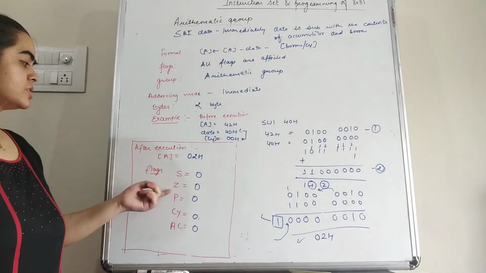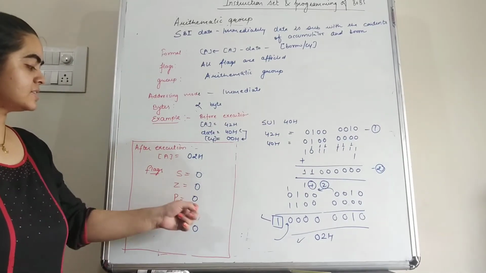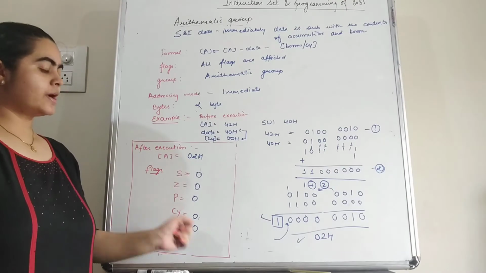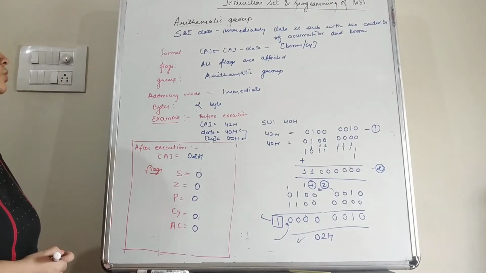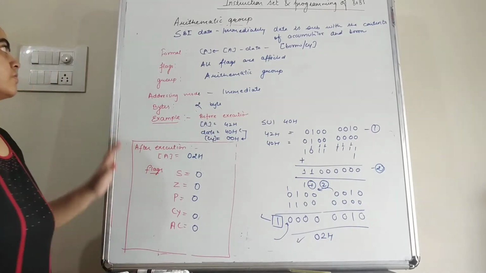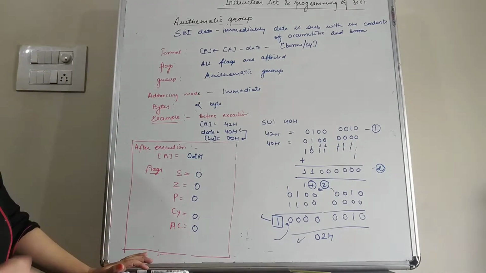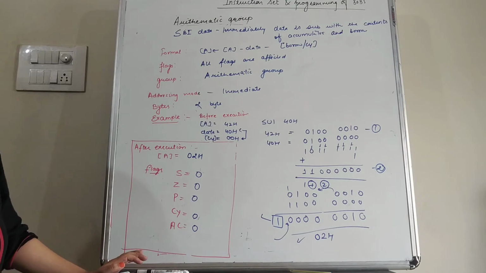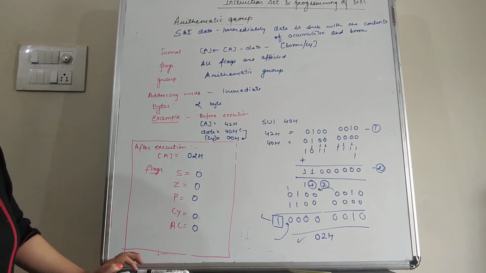Sign is equal to 0, zero is equal to 0, parity 0, carry is equal to 0, and auxiliary carry is equal to 0. So this is how we can perform the subtraction, either with the contents of the registers, with the memory that is pointed by the HL pair, or with the data that is given in the instruction.